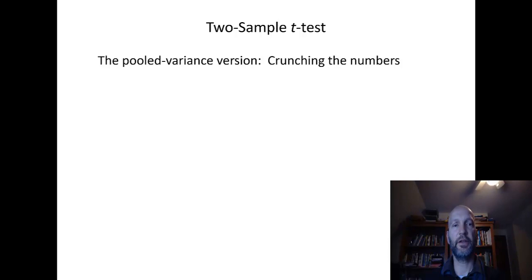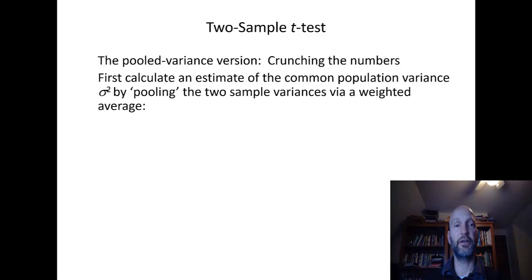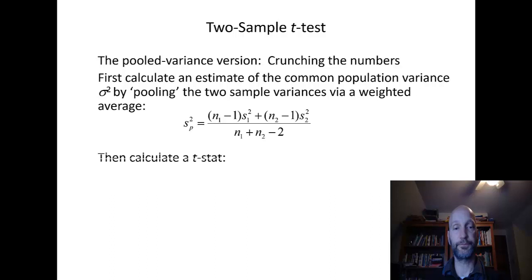So let's look at the mechanics for the two-sample pooled variance version of this test. The first thing we need to do is get an estimate for sigma squared, the population variance. Since we assume that the population variance is equal for both populations, all we're going to do is combine the estimates that we have for the variance for both of the populations together in this fashion. We call the pooled variance S sub p squared, and all we're doing is taking a weighted average of the sample variances, where the weights are what we call degrees of freedom.